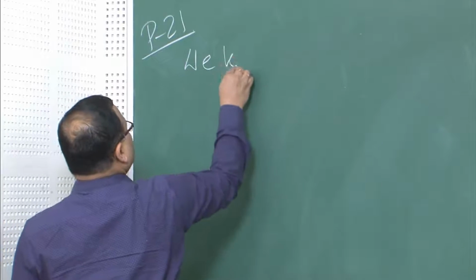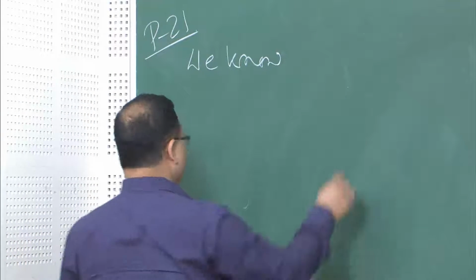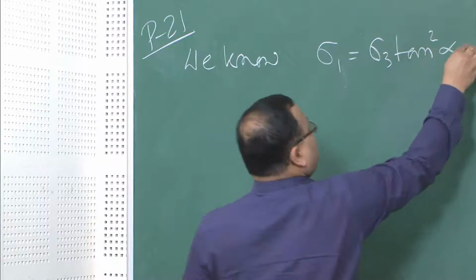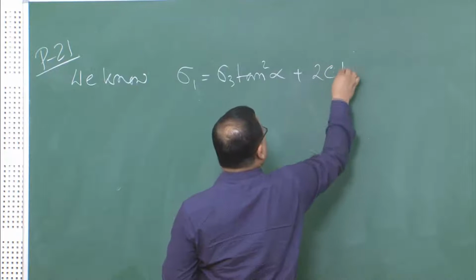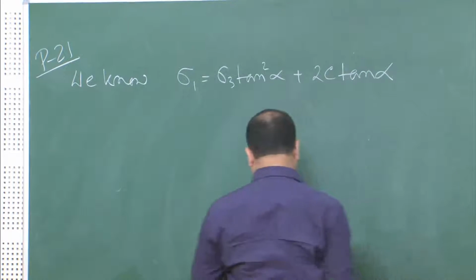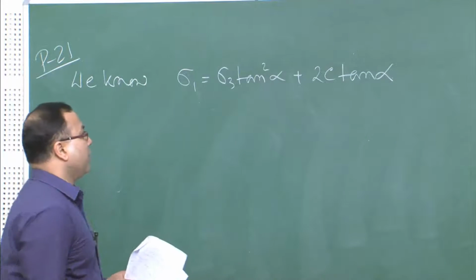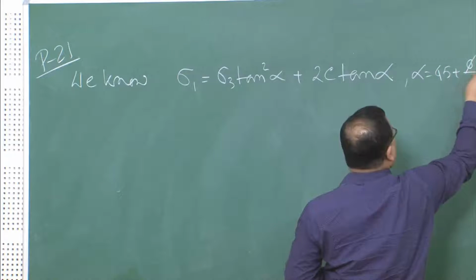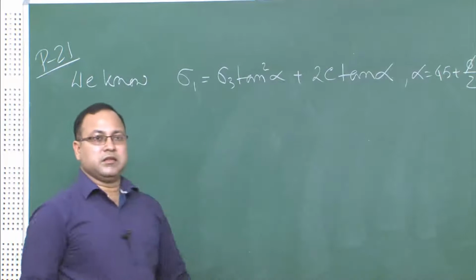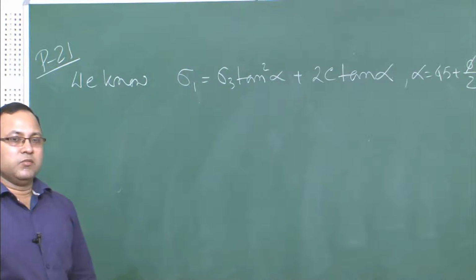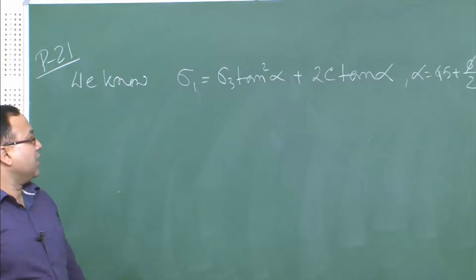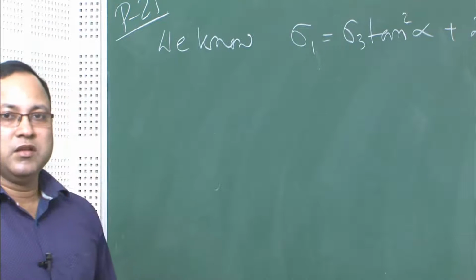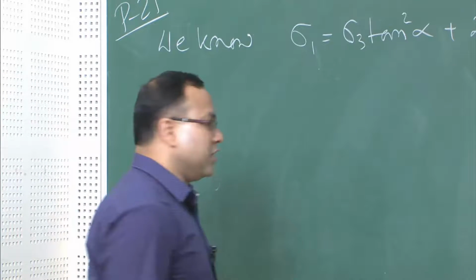Now, we know from our earlier discussion that sigma 1 is equal to sigma 3 tan square alpha plus 2 c tan alpha, where alpha is 45 plus phi by 2. I hope that you recall this. This expression we derived from the Mohr circle, the Mohr Coulomb failure criterion. So, sigma 1 is equal to sigma 3 tan square alpha plus 2 c tan alpha, and that is valid for the Mohr Coulomb failure criterion.